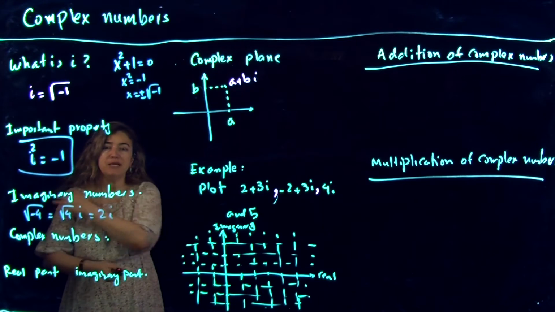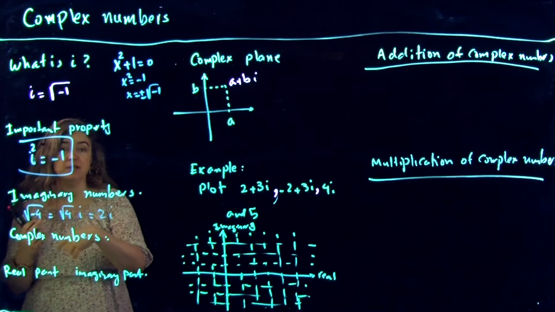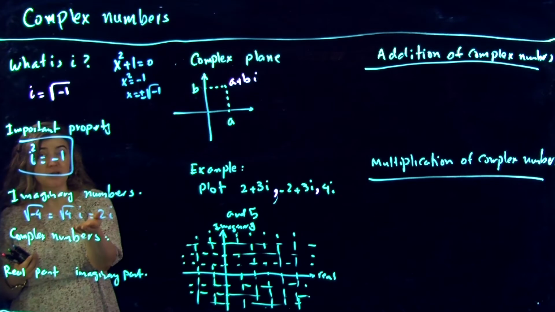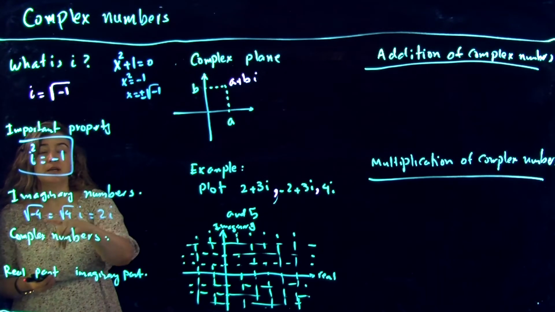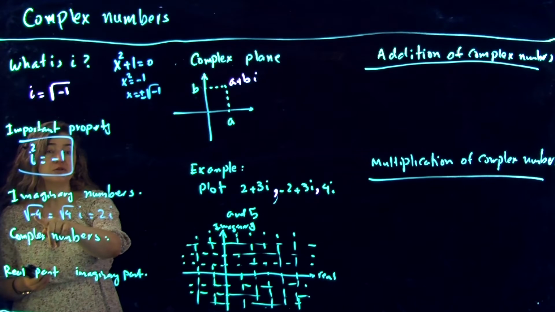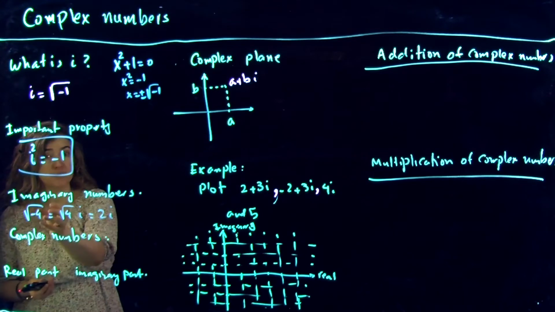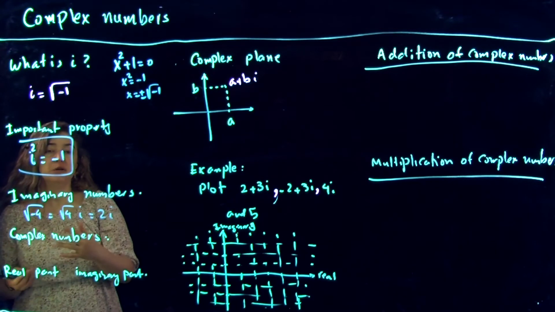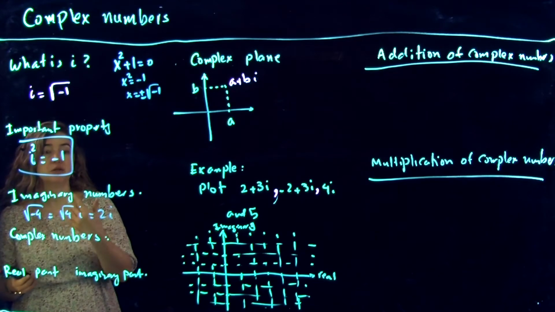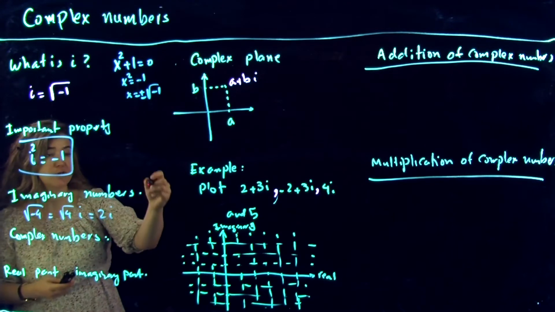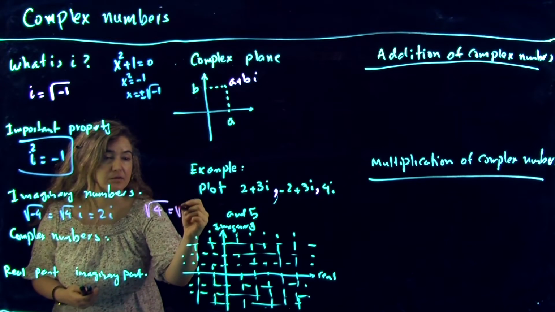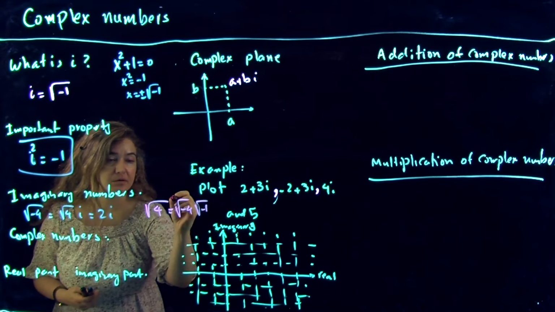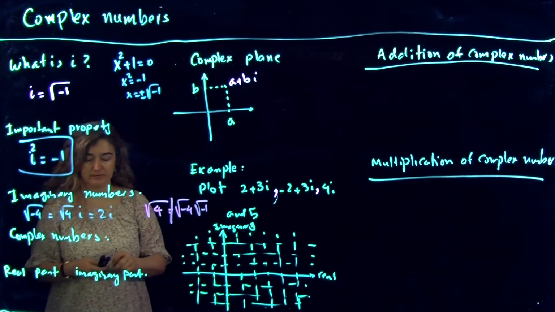And be careful when you're doing this type of operation with i. If you have a negative number underneath the square root, you can separate it into the square root of the absolute value times i. But you cannot break down a positive number like that, so for example, you could not have done this. This is completely wrong.